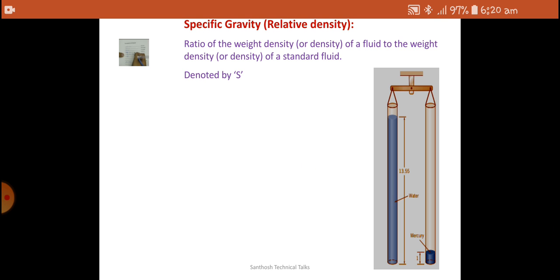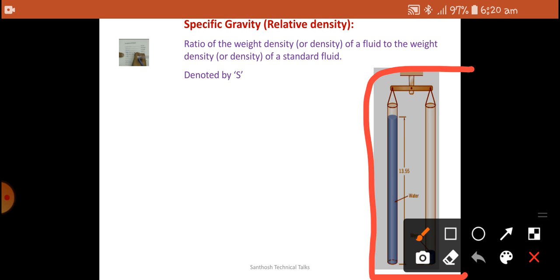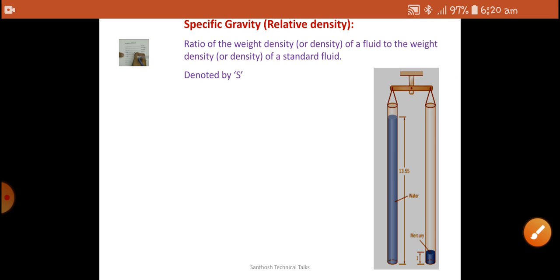So from this figure we have to understand that for 1 kg of mercury, we need 13.55 kg of water.